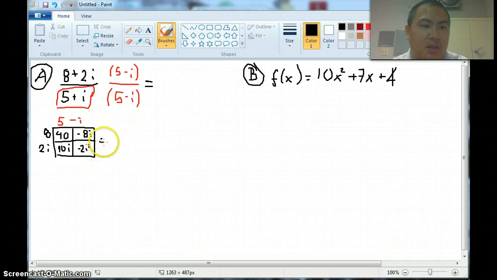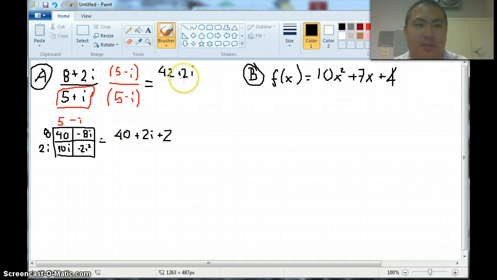Alright, so that should leave me with 40. I'm going to go ahead and simplify. Negative 8i plus 10i should give me positive 2i. And then I have negative 2i squared, which is negative 2 times i squared. i squared is negative 1. Negative 2 times negative 1 is positive 2. So this can simplify even more. I'm going to write it up here. 40 plus 2 gives me 42 plus 2i. And this one is, I think, number 32 on section 5.9.